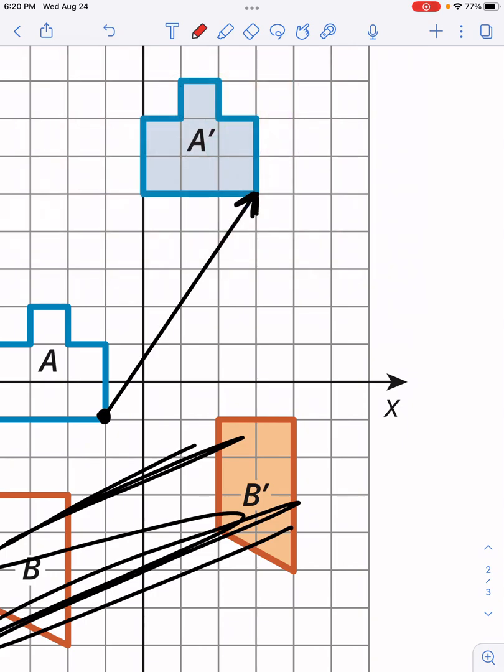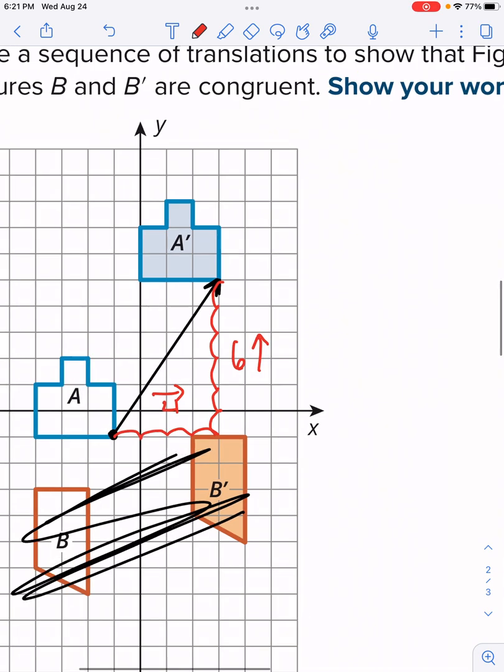Now, we said earlier, it doesn't really matter. I could start going up, or I could start going right, and we'll still get to the same location in the end. You really can't go left though, and you can't go down. So those are not good. Which way are we gonna go? Really doesn't matter. I'll go to the right. So 1, 2, 3, 4 to the right, and then 1, 2, 3, 4, 5, 6, 6 up.